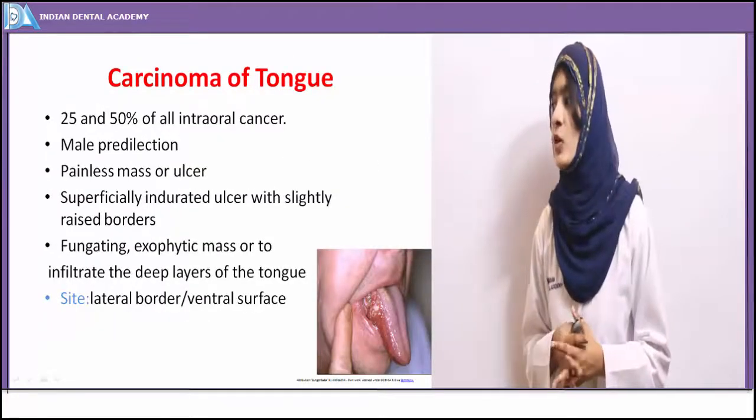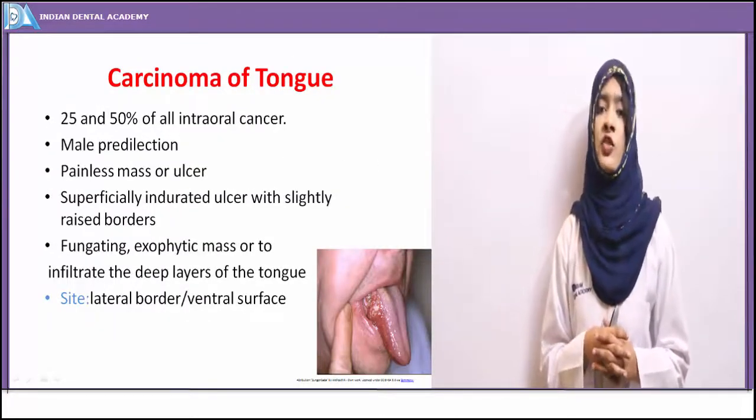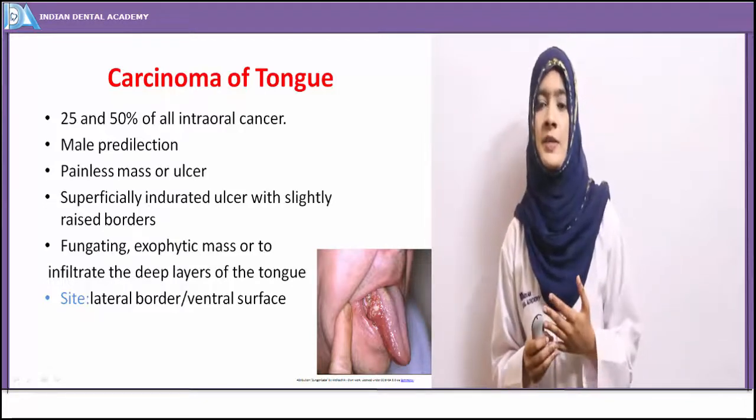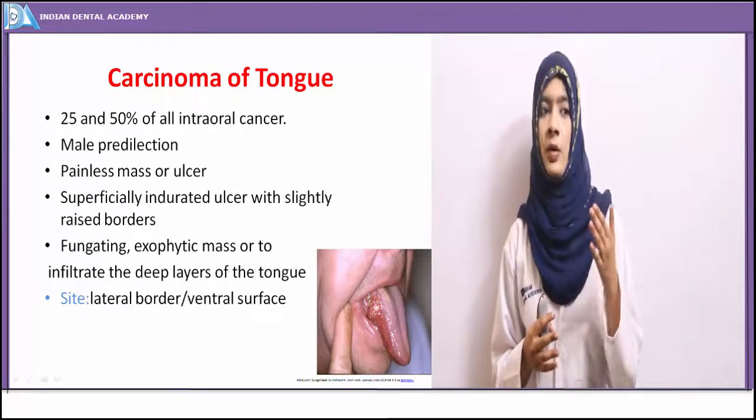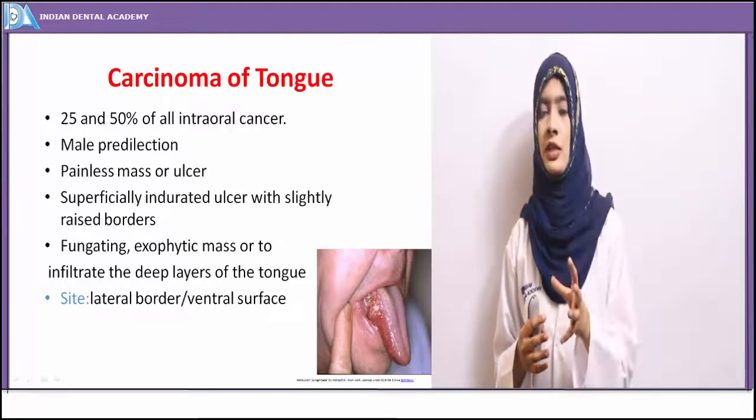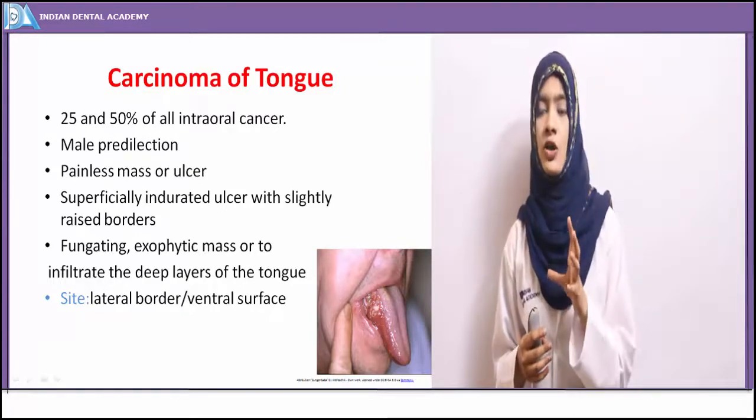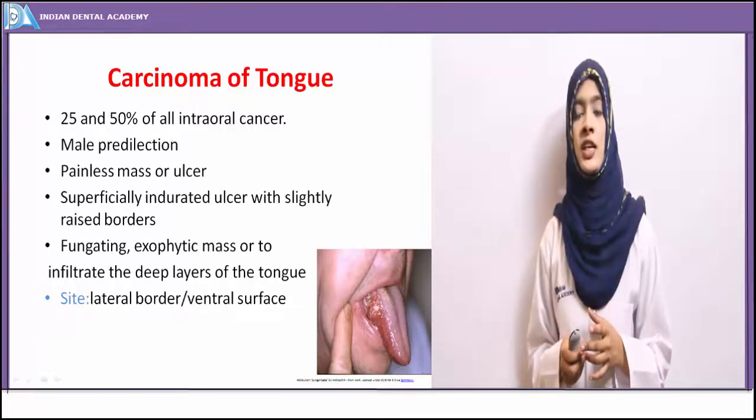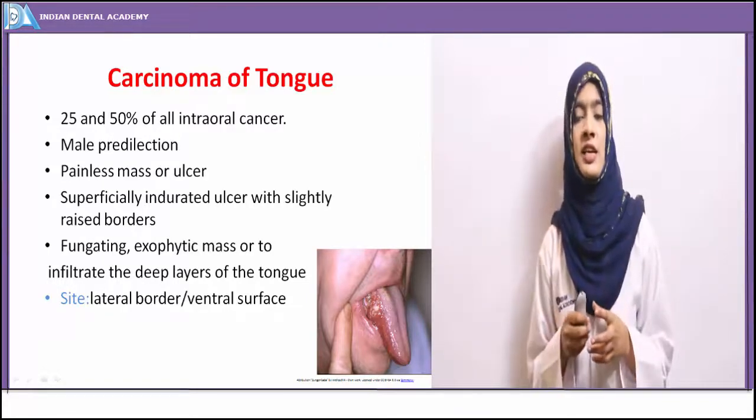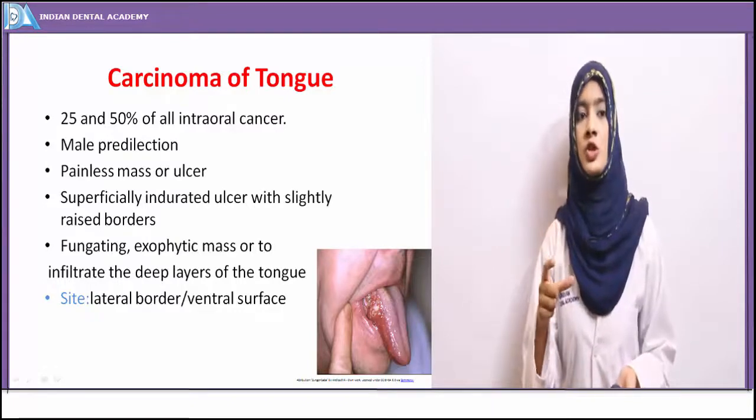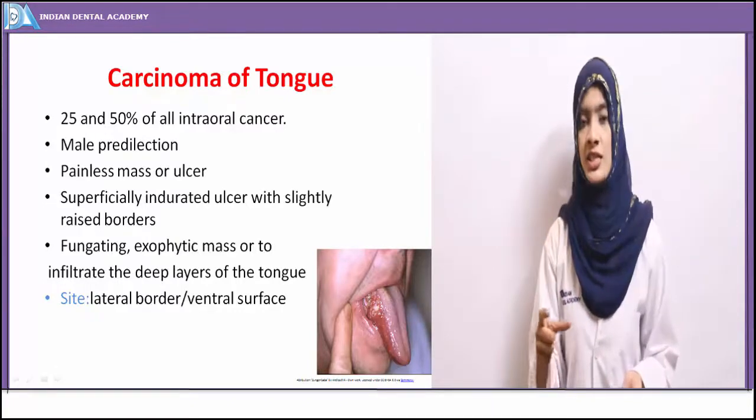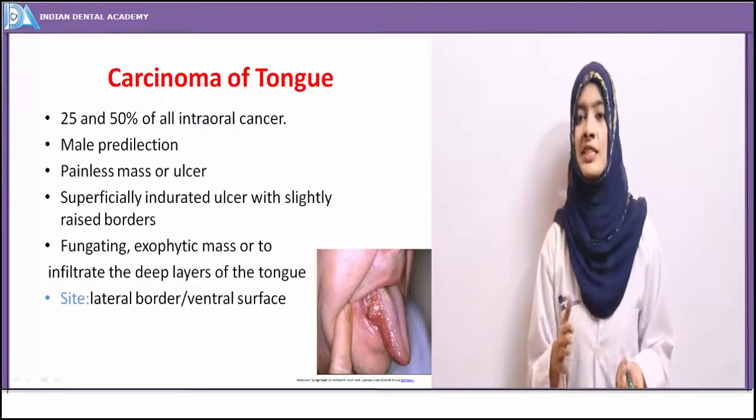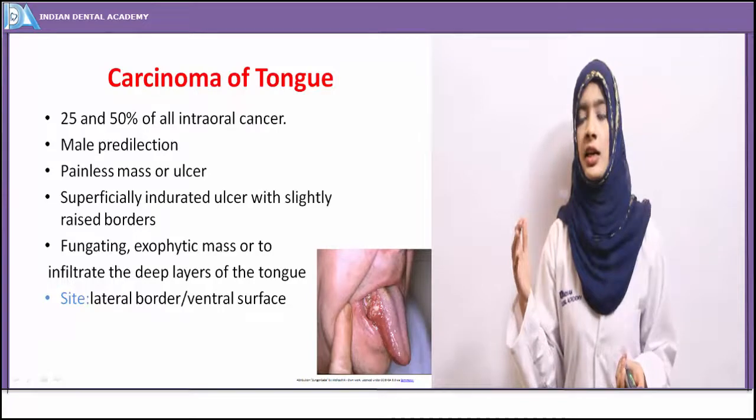Okay, the carcinoma of tongue denotes 25 to 50% of all intraoral cancers. The carcinoma of tongue more commonly presents as a painless or a painful ulcer, single, solitary, present on the lateral border of the tongue more commonly, and it begins as a superficial indurated ulcer with very raised borders, and the dimensions of the ulcer will be relatively larger in size. Initially it was mistaken as a syphilitic ulcer, but that's not the case here.